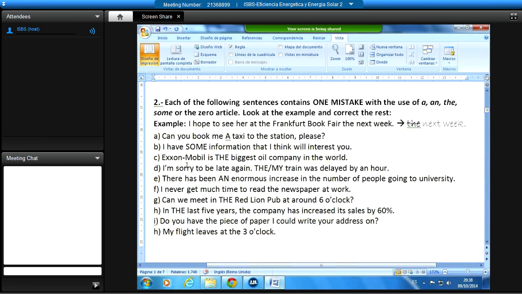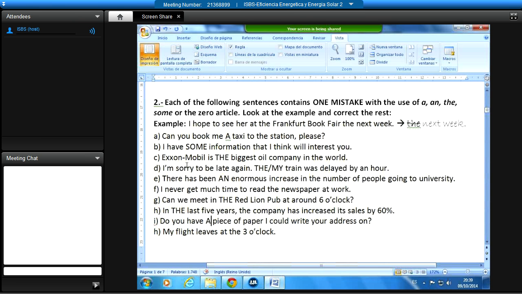Now, you could write your and just on, so the mistake is here. It's something related to the article. A piece of paper. A piece of is for uncountable nouns; we say a piece of paper, a piece of information, a piece of news, a piece of furniture, a piece of clothes. It's like one unit. Okay.